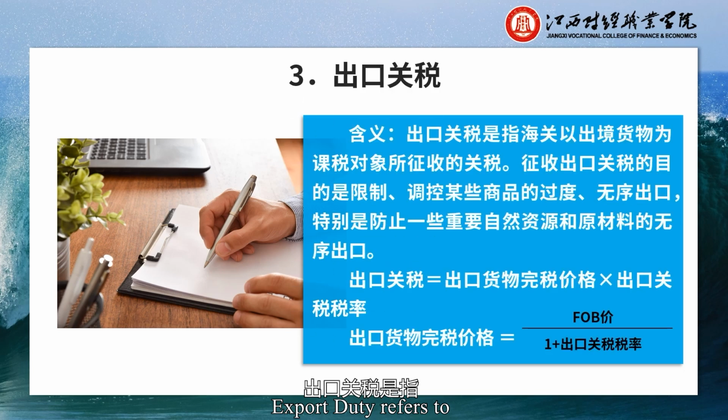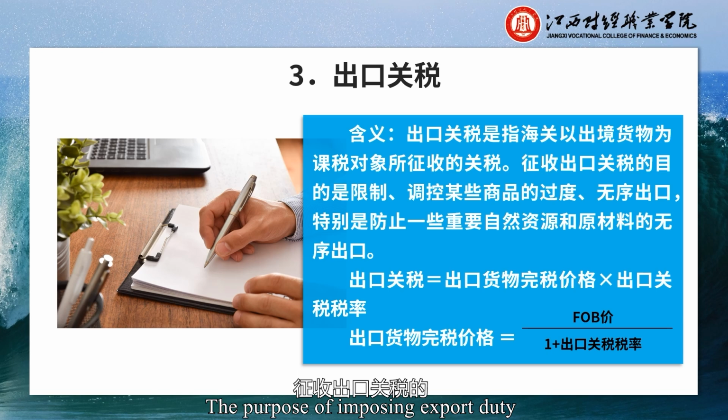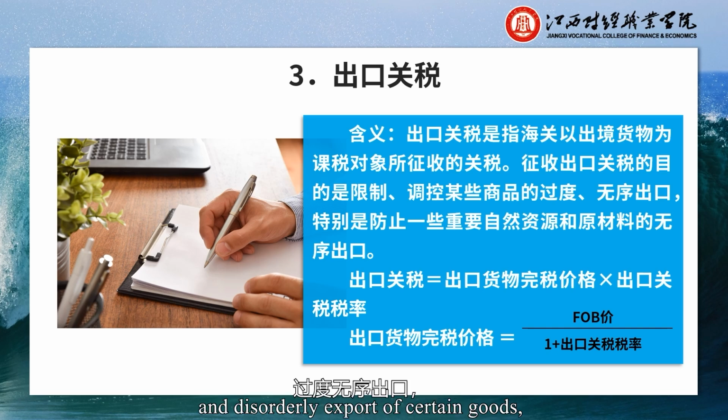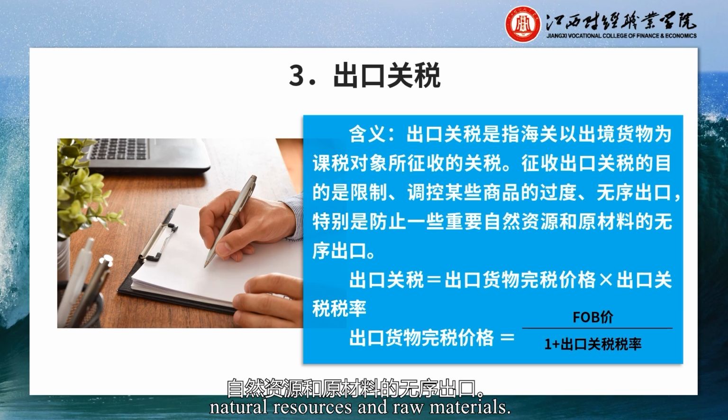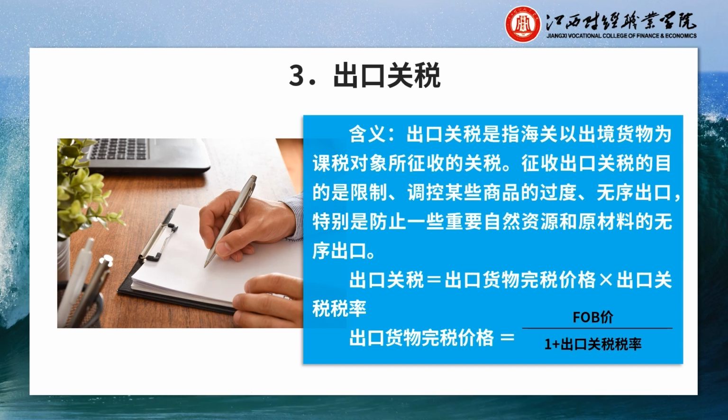Export duty refers to the customs duty imposed by the customs on outbound goods as the taxed object. The purpose of imposing export duty is to restrict and regulate the excessive and disorderly export of certain goods, especially to prevent the disorderly export of some important natural resources and raw materials. Export duty equals duty paid price of export goods multiplied by export duty rate.